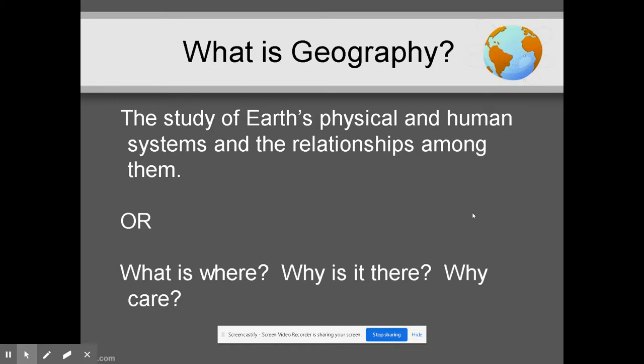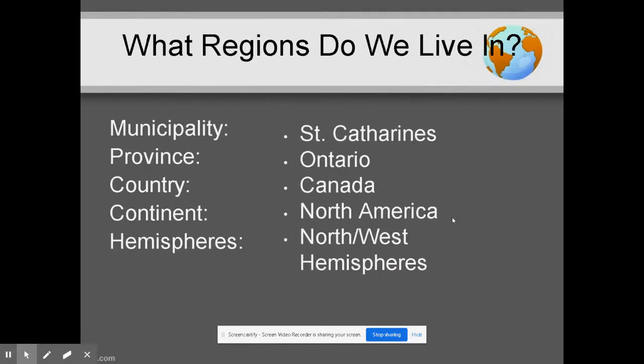We try to simplify the world into, for instance, maps and to break things down into regions and then take a look at the pattern that develops and then go, okay, well, here's the pattern. Why do we think that's happening? And ultimately, why would we care about that pattern?